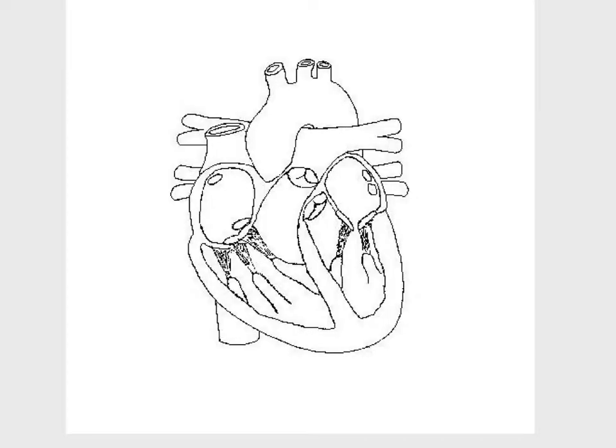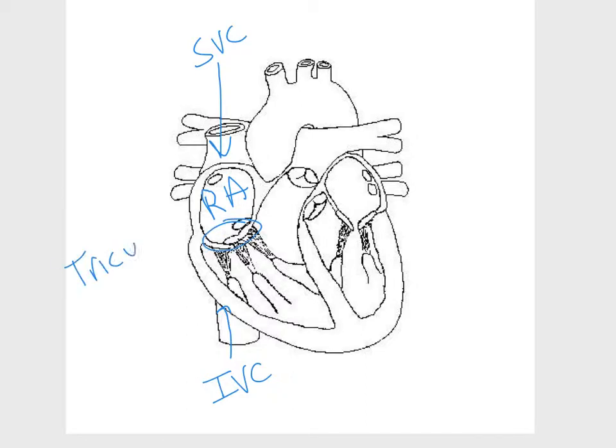So let's see if we can draw all these on your drawing. You should have something that looks like this. So I'm going to color blue for deoxygenated. So here is my superior vena cava, and here is my inferior vena cava coming up here and coming down in here. And this would be my right atrium. Now the blood is going to go through a valve. And this valve right here is called the tricuspid valve. The tricuspid valve is the valve between the right atria and the right ventricle. So when the blood goes through the tricuspid valve, it goes into the right ventricle.